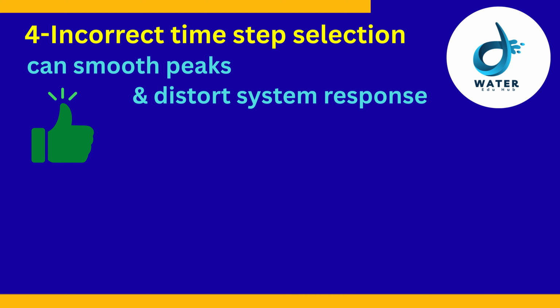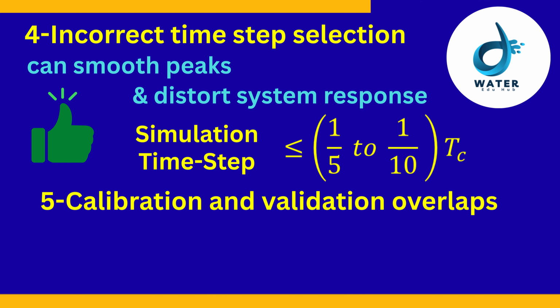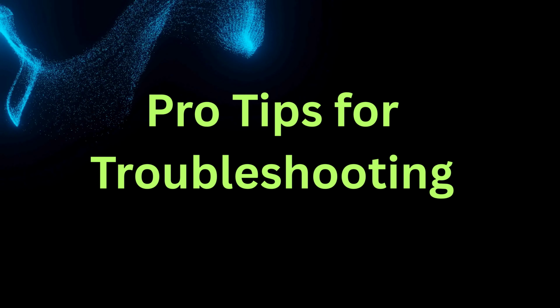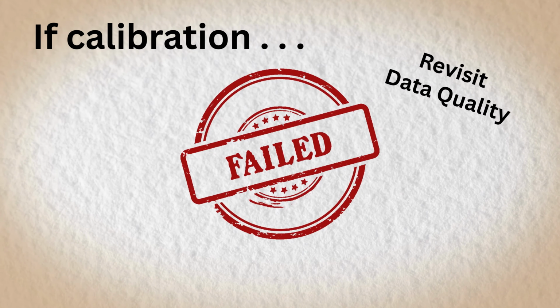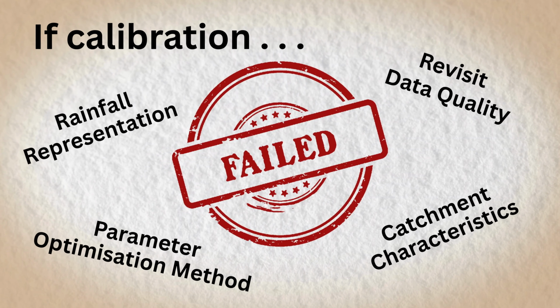A rule of thumb in hydrological modeling suggests the simulation timestep should not be larger than 1/5 to 1/10 of the catchment time of concentration (TC). Finally, calibration and validation overlaps. Note that calibration and validation datasets must remain independent. Even experienced modelers may encounter difficulties. If calibration fails, first revisit data quality, rainfall representation, catchment characteristics, and parameter optimization method.